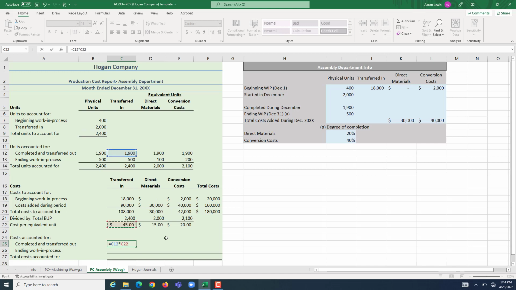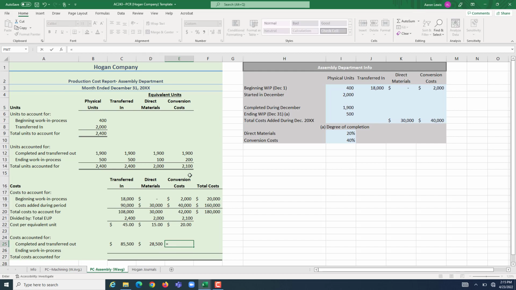If we had 1,900 gonculators transferred out, and each one of those that was transferred to finished goods was carrying $45 worth of cost, which was transferred in already from the machining department, that means that we are going to transfer out of this department $85,500, which was previously transferred in to us. We transferred out 1,900 gonculators one more time. And for those 1,900 gonculators, the assembly department spent $15 in material to assemble them. So those 1,900 gonculators cost Hogan Company $28,500 in direct materials to assemble.